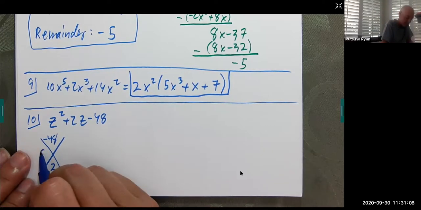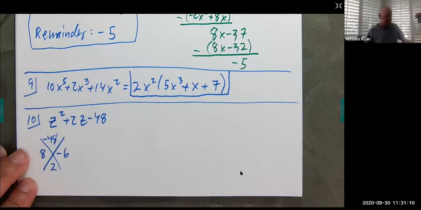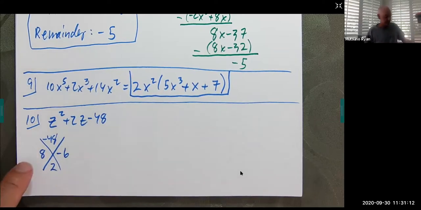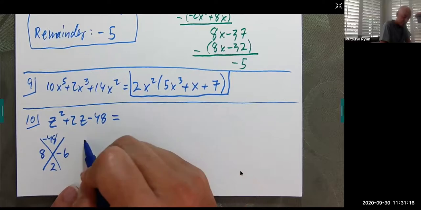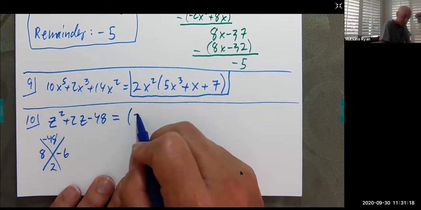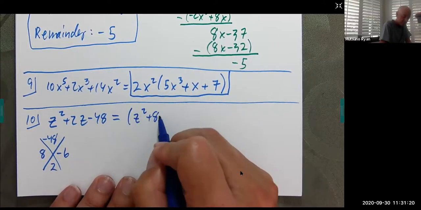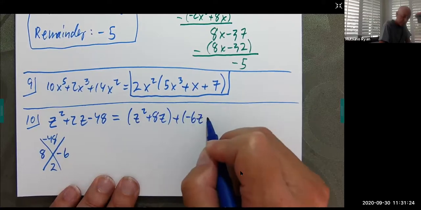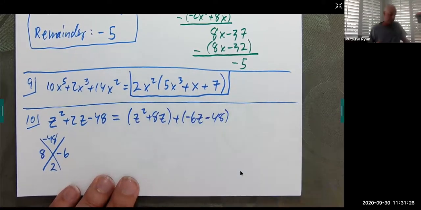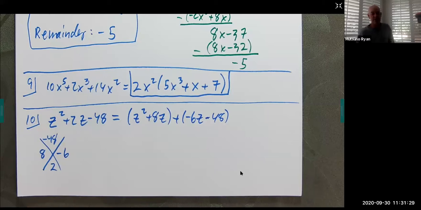I think that's going to be 8 and negative 6. That's the difference of 2. And when I multiply, I get negative 48. And what that's going to do is split open my middle part here. There are other ways. Other teachers teach this very differently. There's the guess and check method. There's all sorts of methods. Even my wife uses a different method to do this.